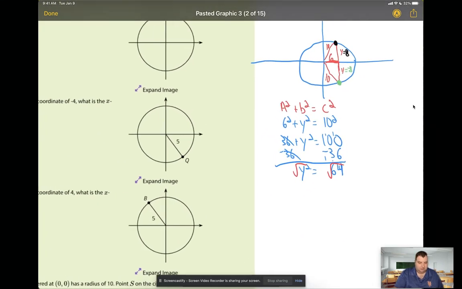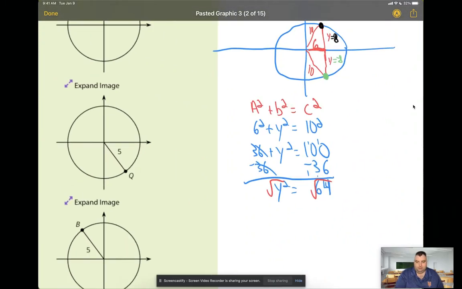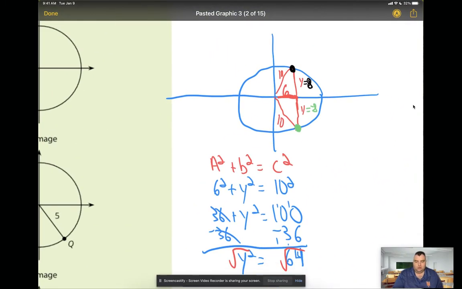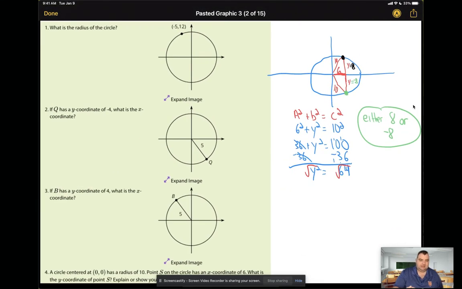So to answer the question, what is the y-coordinate of point S? The y-coordinate is either 8 or negative 8. There are two possibilities for the y value. Because when I move to the right 6, and because it's a circle, I can go up or I could go down. Okay? So that is it for the examples for lesson 1, and that is it for lesson 1.